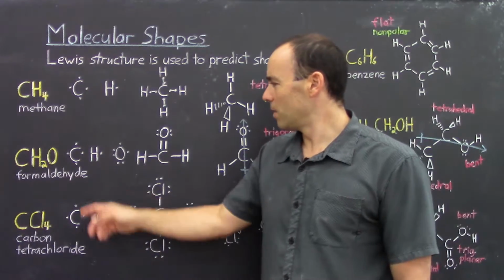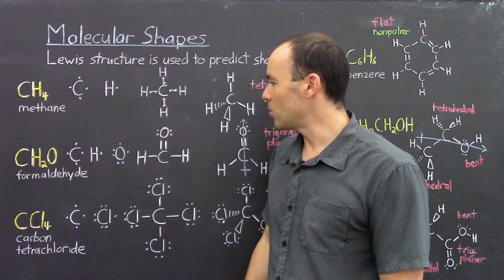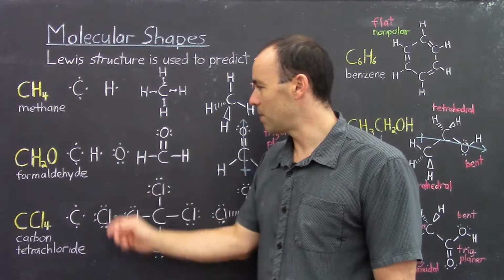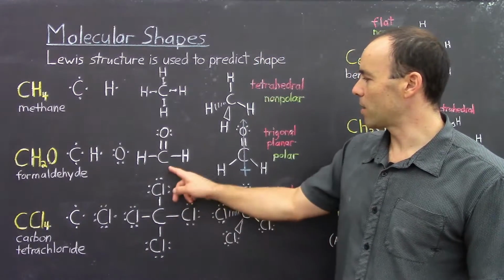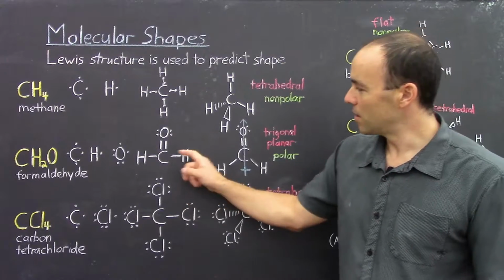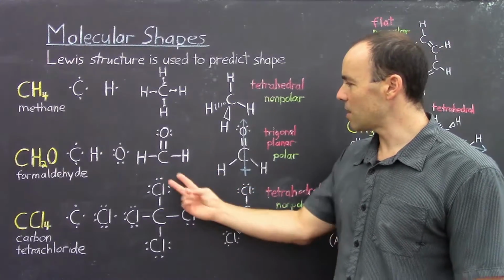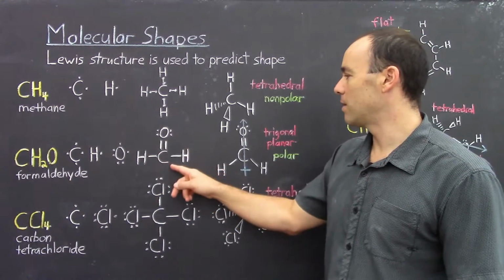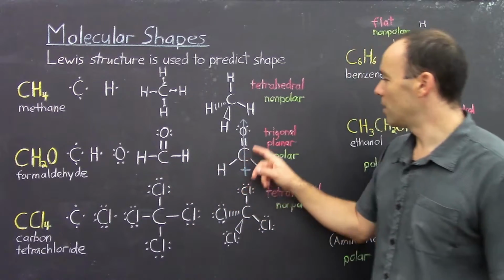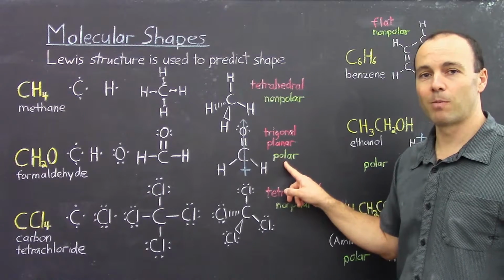Our next example is formaldehyde, CH2O. Here are the pieces of the puzzle. And when they're arranged properly, you end up with carbon in the middle, single bonded to the 2 hydrogens, and double bonded to the oxygen. Carbon has 3 groups around it, so it's in the shape of a triangle, and this is called the trigonal planar structure.